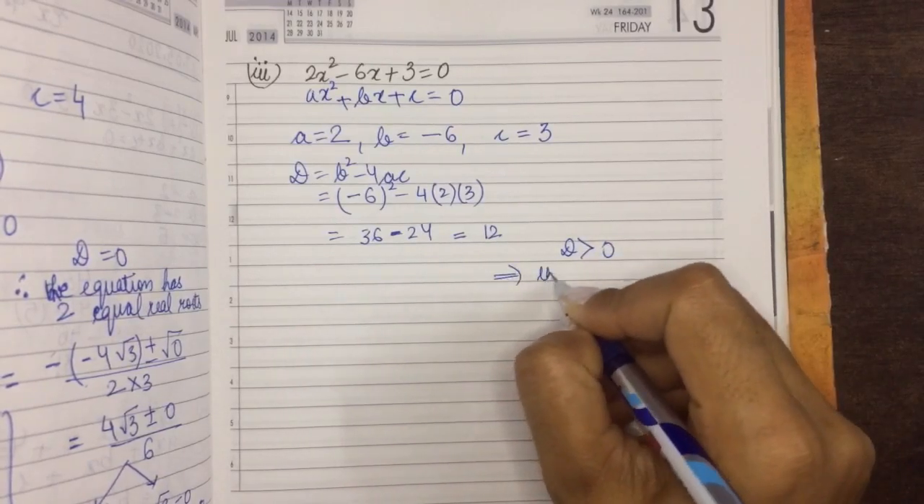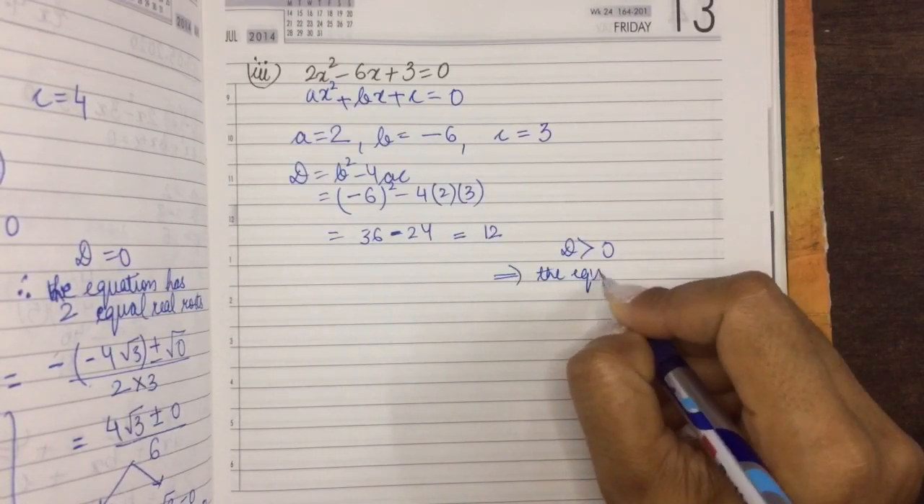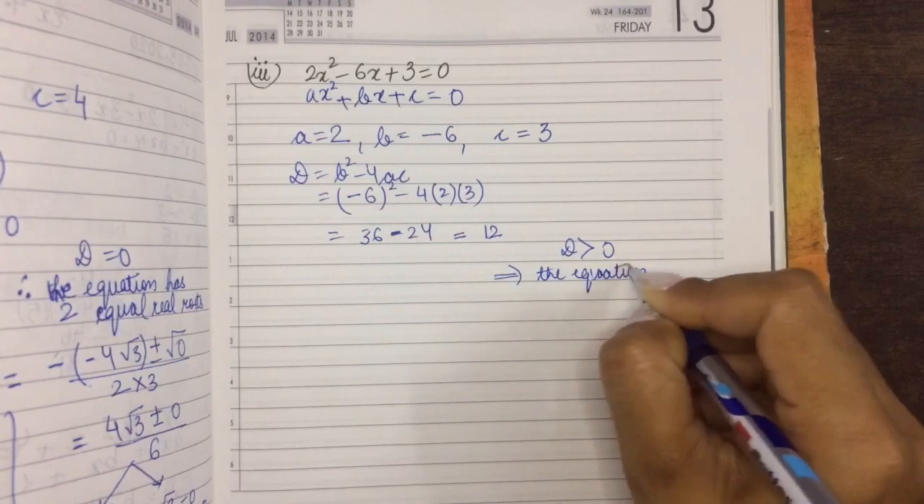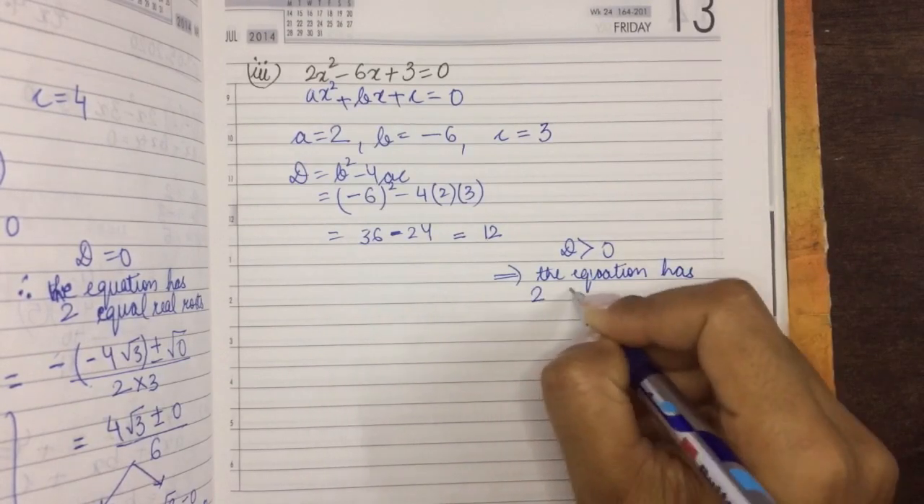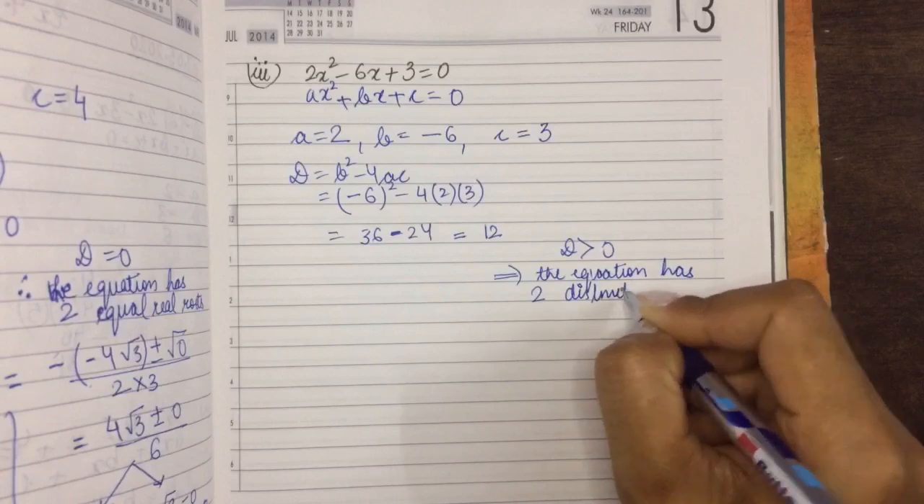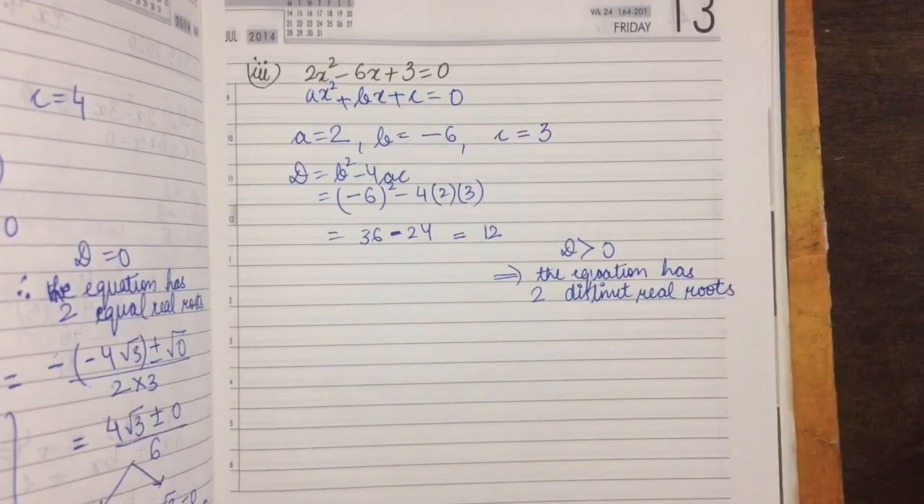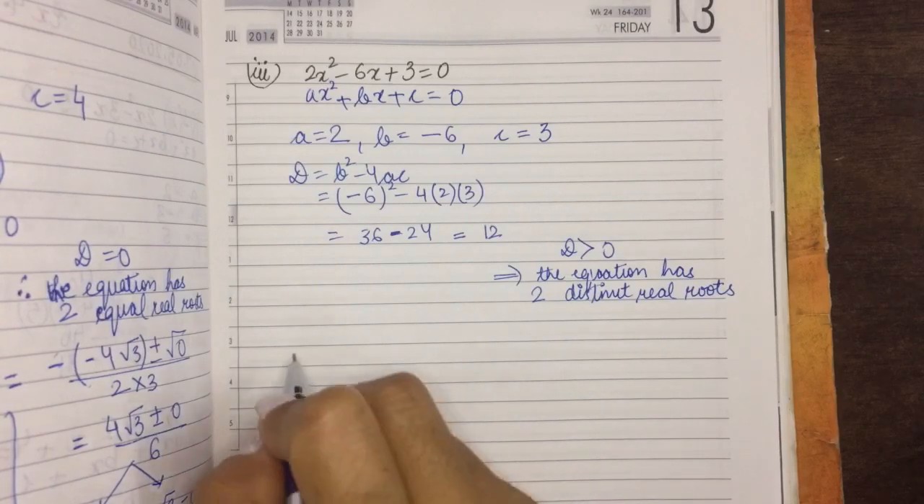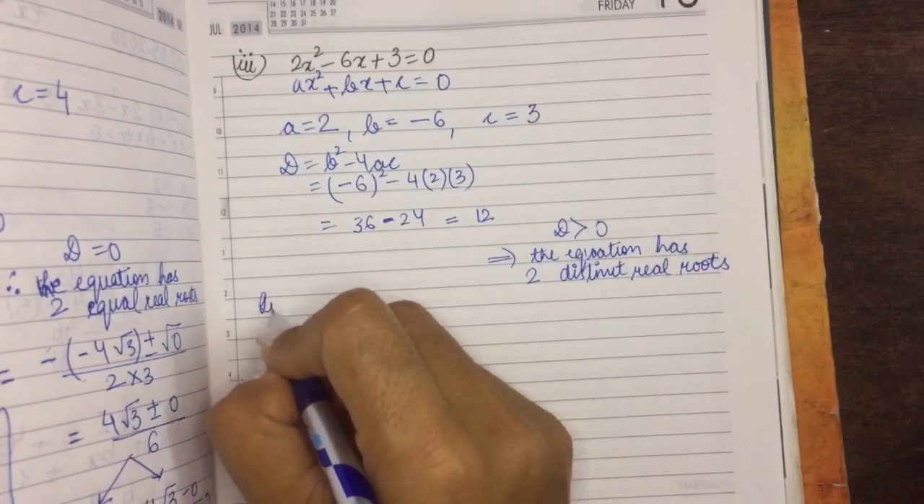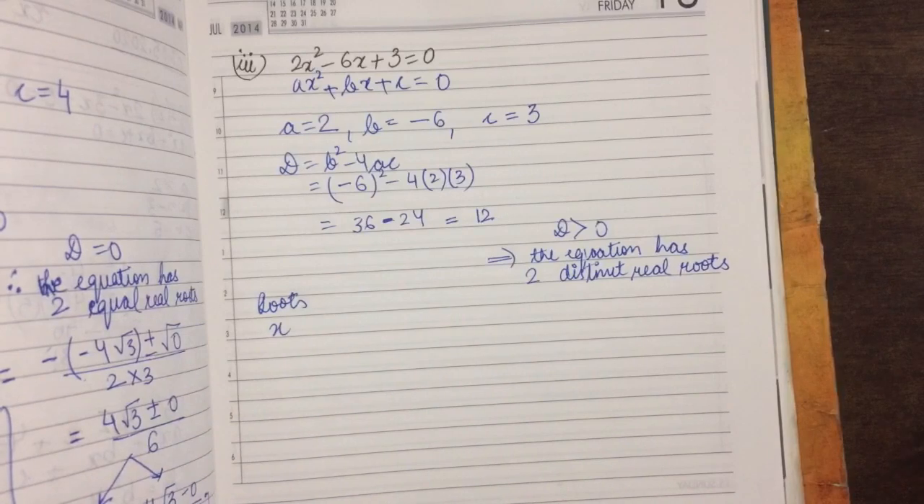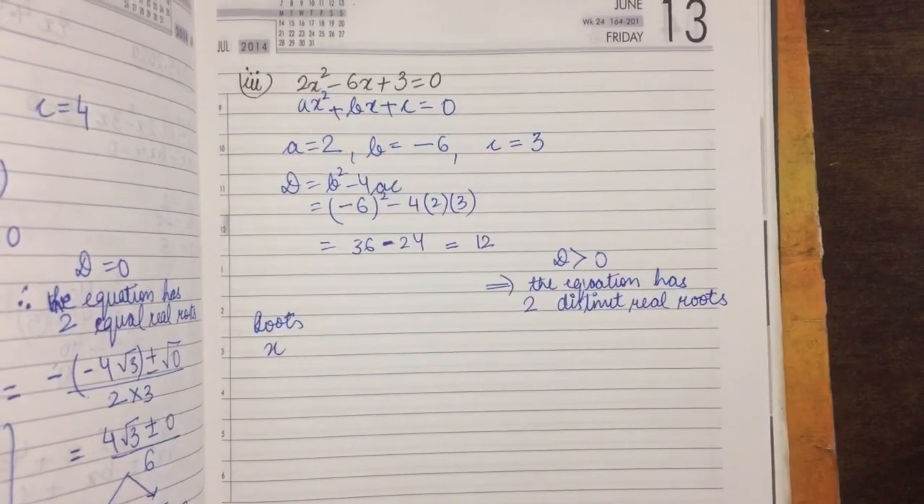This means the equation has two distinct real roots, two different real roots. We will be getting two different answers. So obtaining the roots means the value of the variable. The variable here is x.